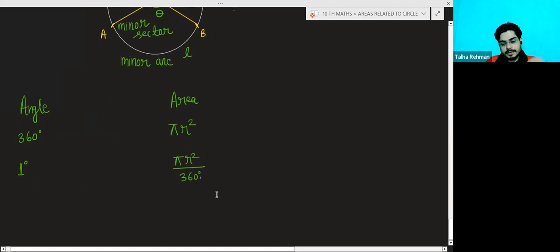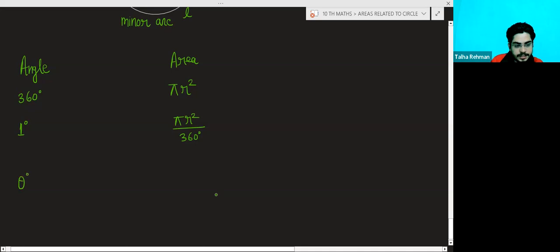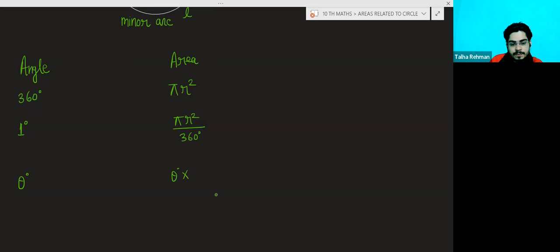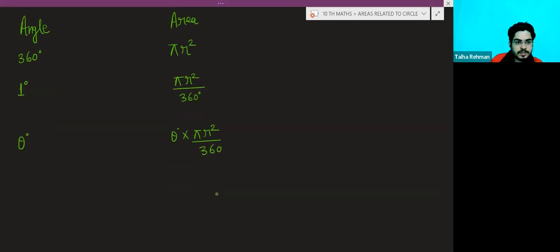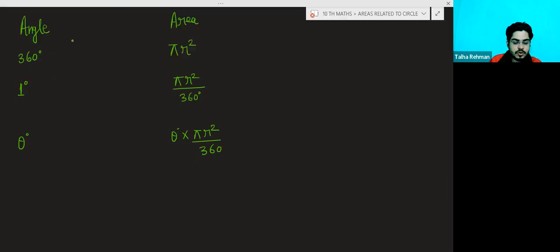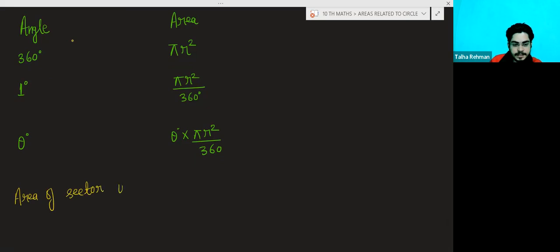Now, for any particular angle theta degree, the area will be theta degree multiplied by pi r square divided by 360. Now, finally, you will have the area of the sector with center angle theta.